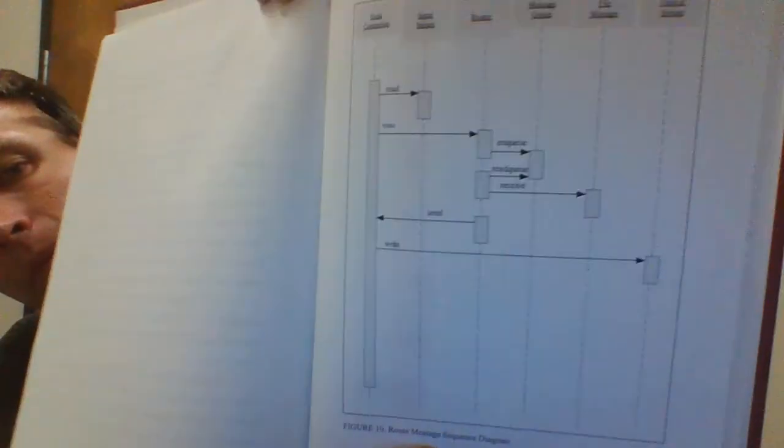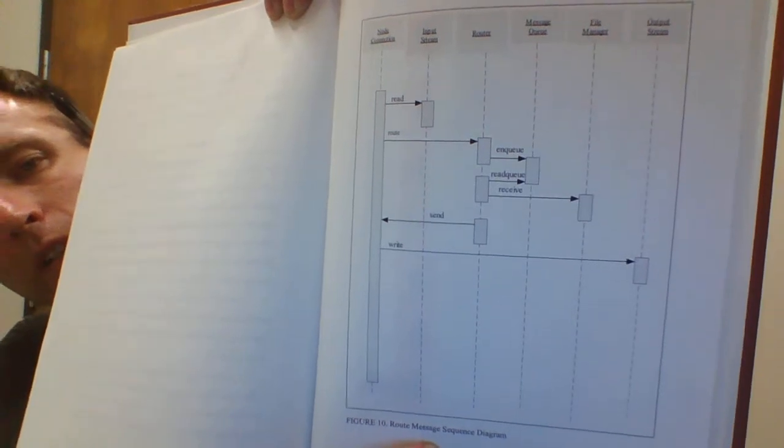Okay, for Figure 10, routing message sequence diagram. Across the top, you've got the node connection, input stream, router, message queue, file manager, and output stream. I'll explain how the routing works.